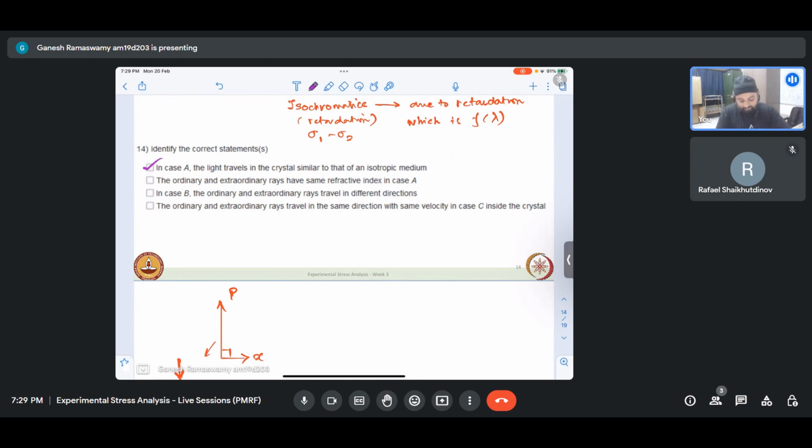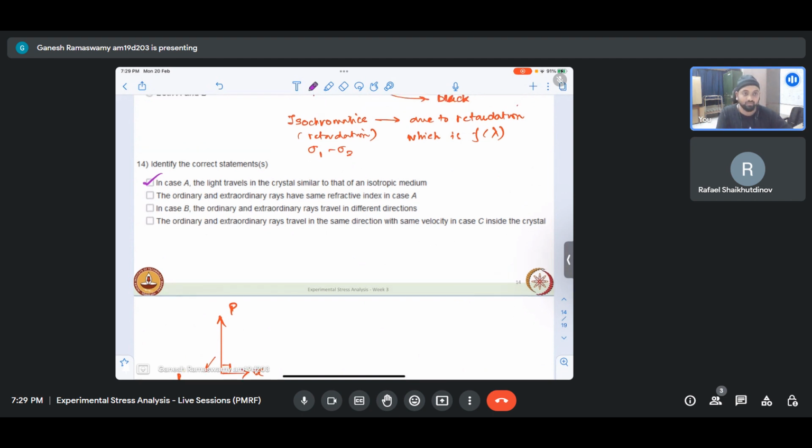The ordinary and extraordinary rays have the same refractive index in case of A. Yes, because they go unaltered. So they have the same. Yes, that's correct.